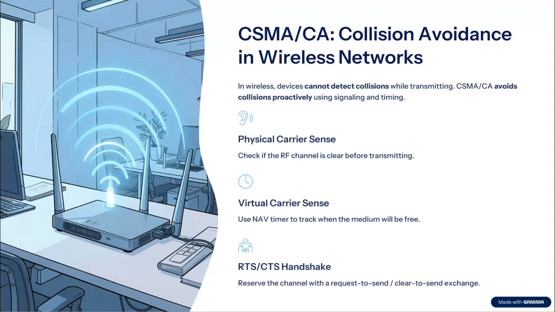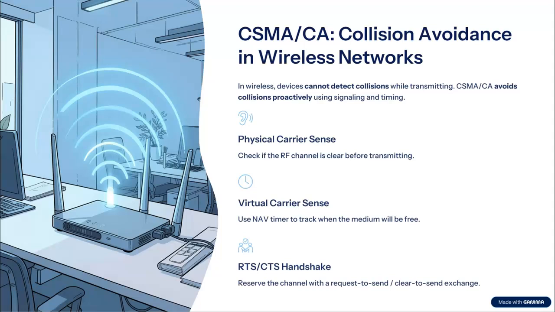Now there's a question. What about wireless networks? Maybe like Wi-Fi. Wireless devices cannot easily detect collisions while they are transmitting because their own signal completely drowns out incoming data. So because of this, Wi-Fi uses CSMA/CA, which stands for CSMA with collision avoidance. So CSMA/CA avoids collision proactively using signaling and timing.